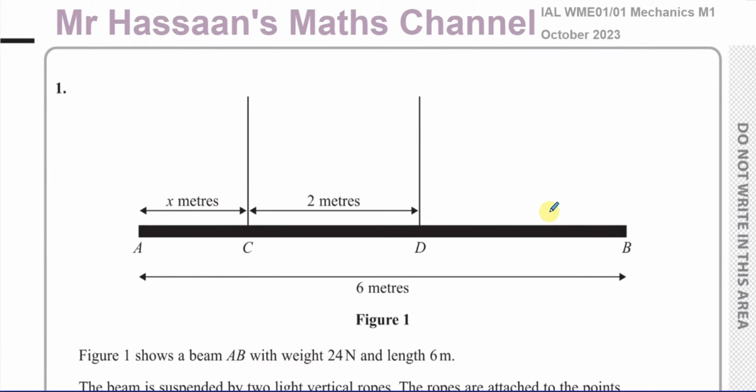It says figure 1 shows a beam AB with weight 24 newtons and length 6 meters. Right now, unless I have more information, I do not know where the weight is acting. I can't say 24 newtons acts exactly 3 meters along the beam, because from what I've read so far, they haven't told us what type of beam it is. If it turns out to be a uniform beam, yes, the weight will act exactly halfway along the length. If it's non-uniform, then we have to either be told, or maybe be asked to find where it's acting.